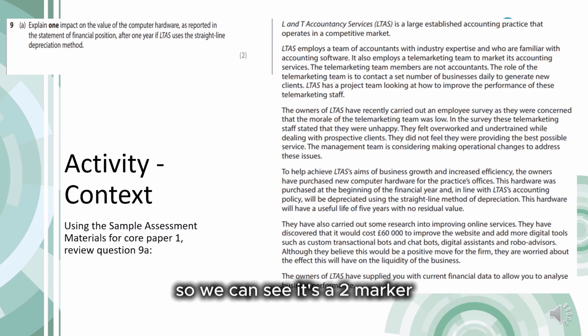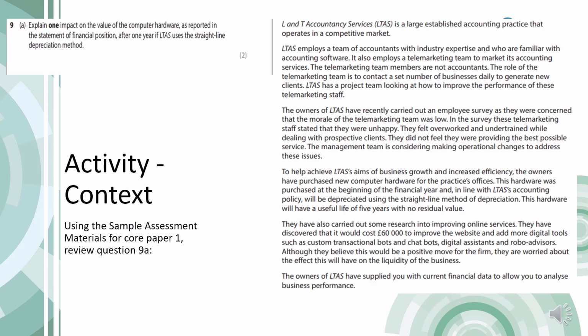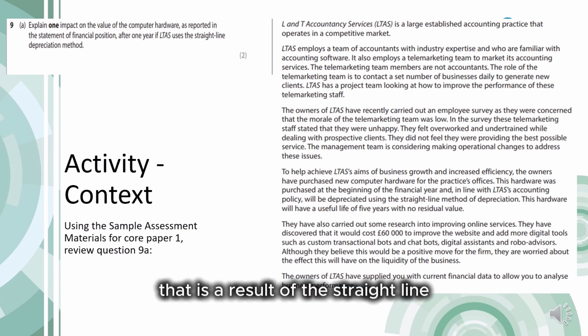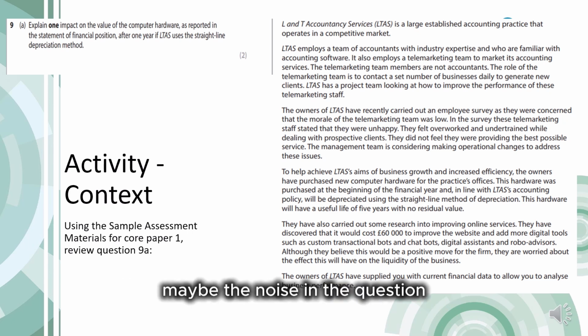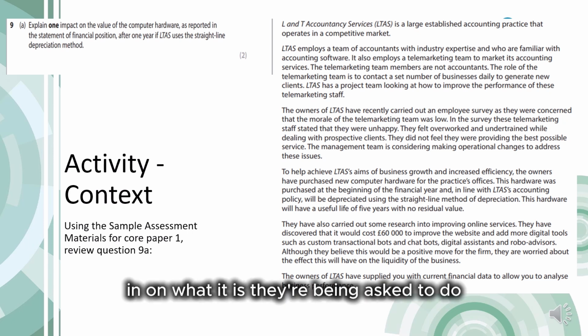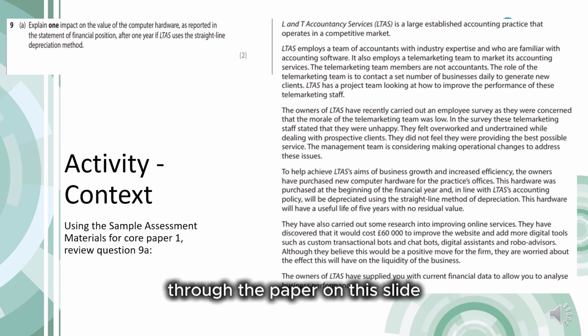So we can see it's a 2 marker. We can see they need 1 impact. So they know from that that it's 1 impact with 1 reason why that is a result of the straight line depreciation method being used. So it's about teaching them to sort of ignore maybe the noise in the question, so they can focus in on what it is they're being asked to do, and they can extract that out of that case study in a reasonable amount of time, so that they're able to make good progress through the paper.